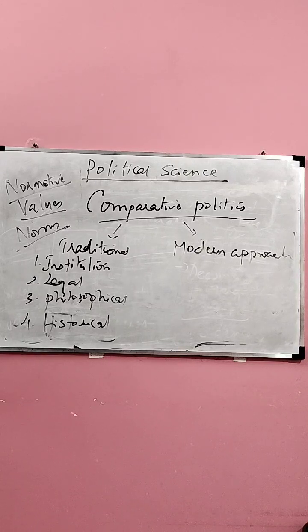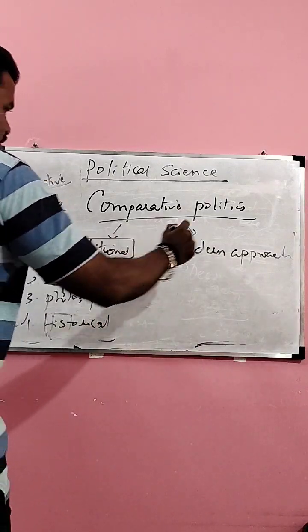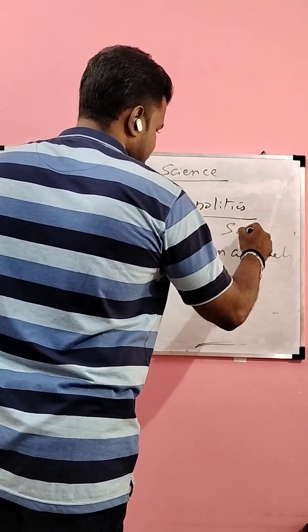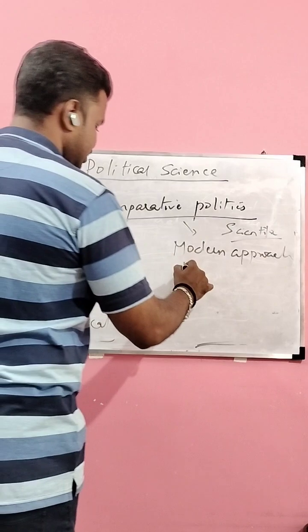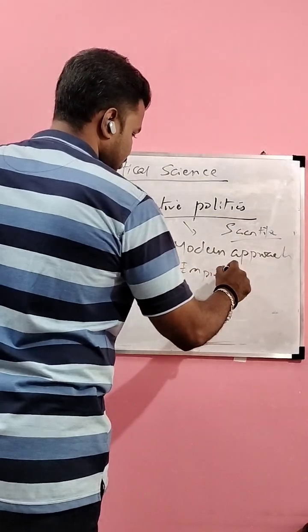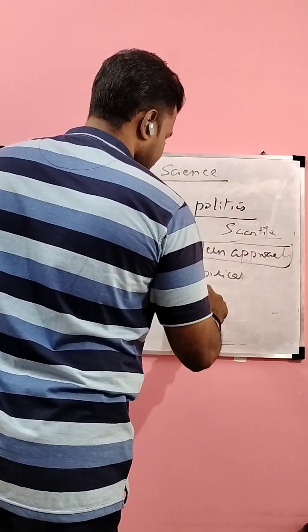This is the traditional approach. The other approach is the modern approach. The modern approach embraces science. Scientific methods are used. The modern approach is empirical. Okay, it is empirical. It goes for observation.